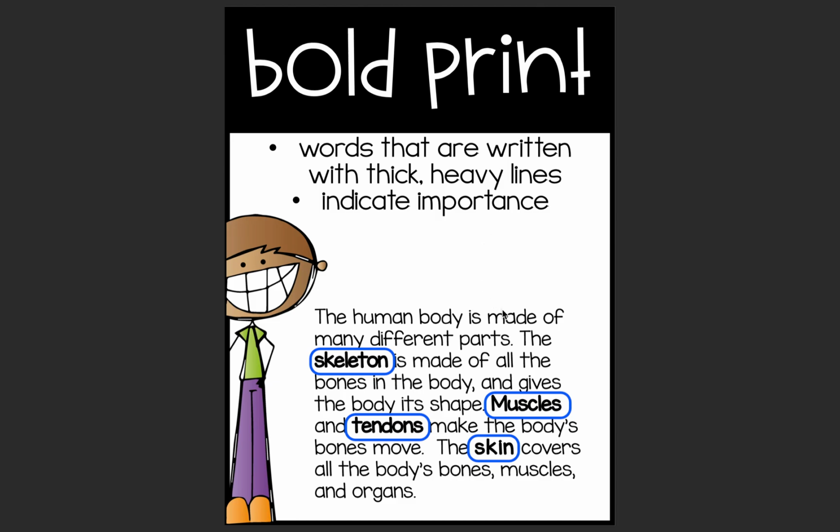So the human body is made up of many different parts. The skeleton, that's in bold, so that's an important term that we should know, is made of all the bones in the body and gives the body its shape. Muscles, here we go, so this is another bold print, really important term, and tendons make the body's bones move. The skin covers all the body's bones, muscles, and organs.